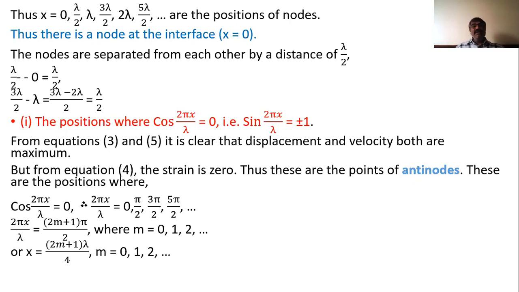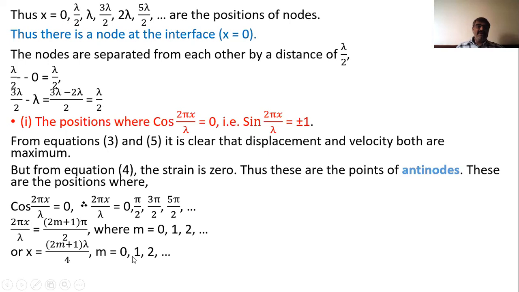And where is the node? The node is at x equal to 0, at the interface, and from that, at a distance of lambda by 4, there is an antinode. So the distance between a node and a consecutive antinode is lambda by 4, while the distance between two nodes is lambda by 2. Okay, so this is important.